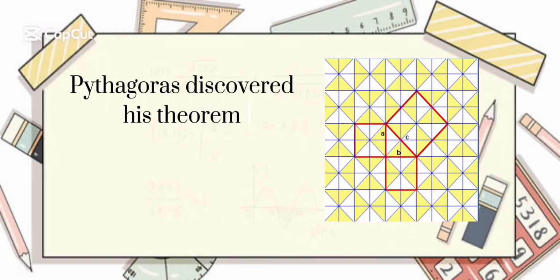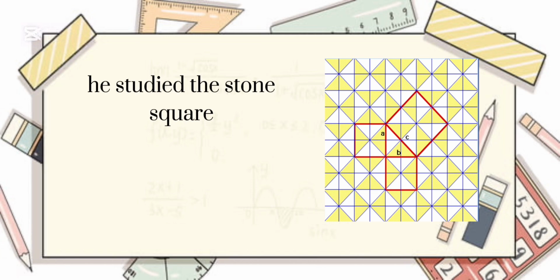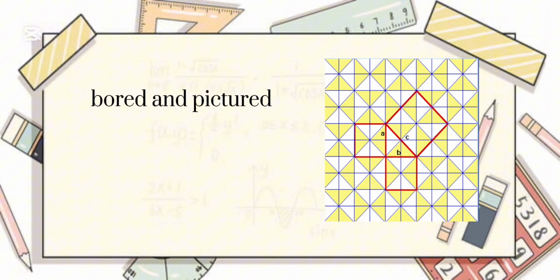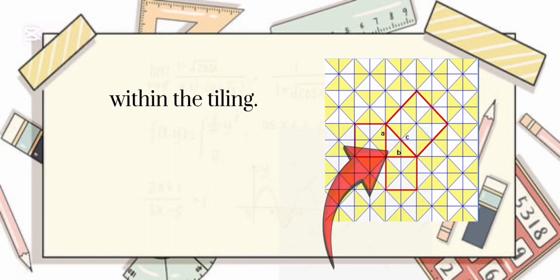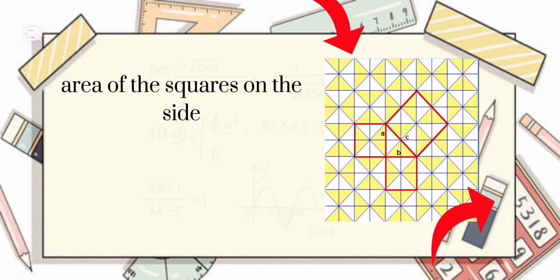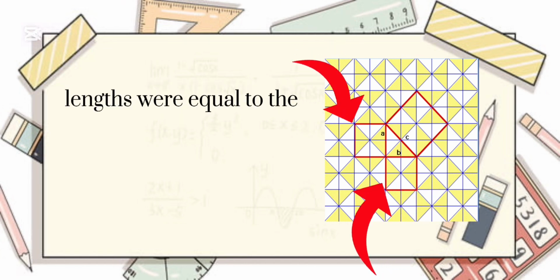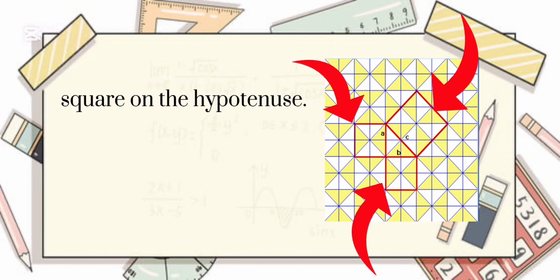Pythagoras discovered his theorem in a palace hall. He studied the stone square tiles when he was bored and pictured right triangles within the tiling. He recognized that the area of the squares on the side lengths were equal to the square on the hypotenuse.